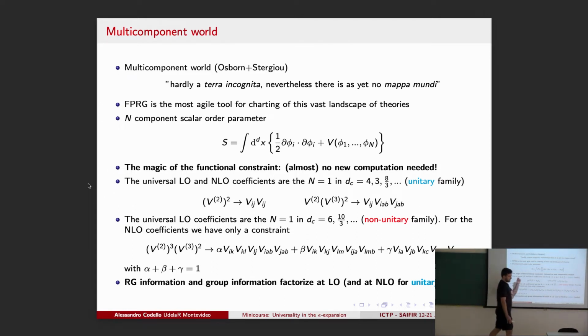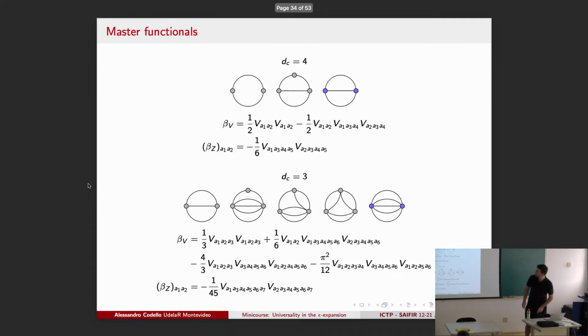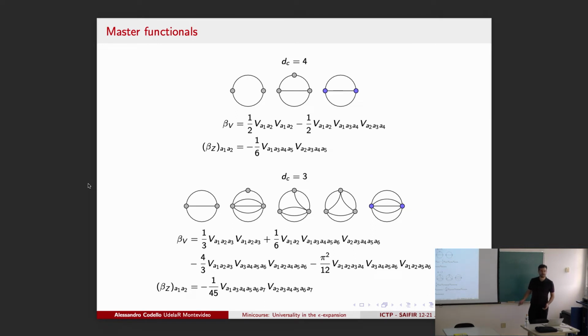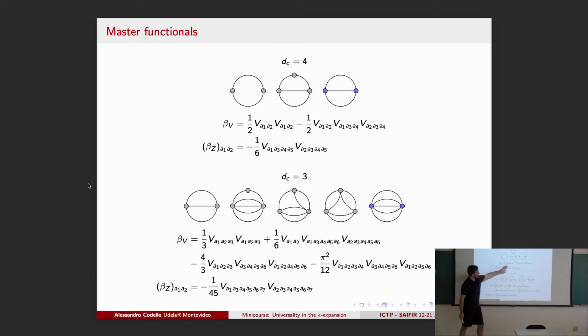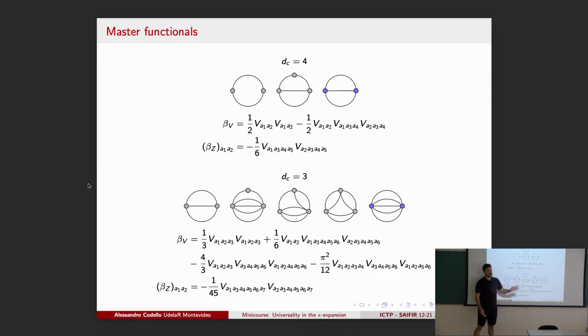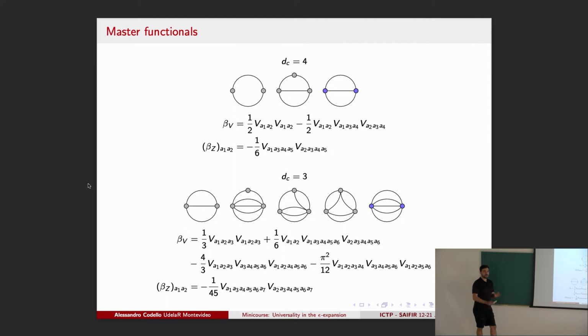So this means that in a switch, or in the blink of an eye, we have some master functionals. We have some formulas for the beta functionals of the leading and next to leading order, which apply for any number of fields, which means they can support any symmetry. So basically the RG information and the symmetry information get decoupled in perturbation theory, dimensional regularization, epsilon-expansion.